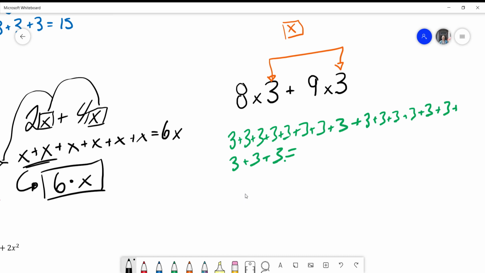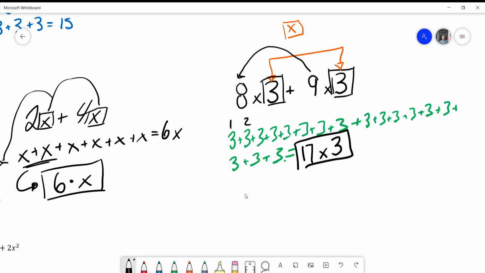Or what we can do is, since they're both multiplying by the same value, both multiplying by 3, we can simply add this number before. 9 plus 8 is 17 times 3. And if you count up the number of 3's, 1, 2, 3, 4, 5, 6, 7, 8, 9, 10, 11, 12, 13, 14, 15, 16, 17. We've got 17 3's. That's exactly what we have.